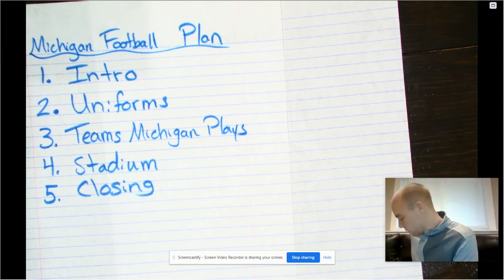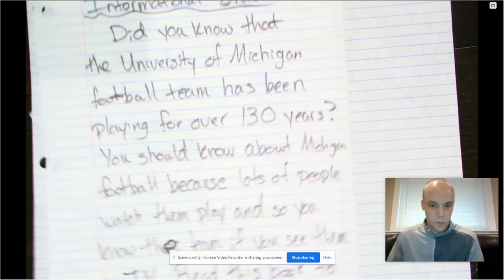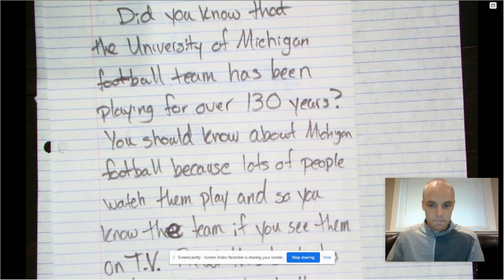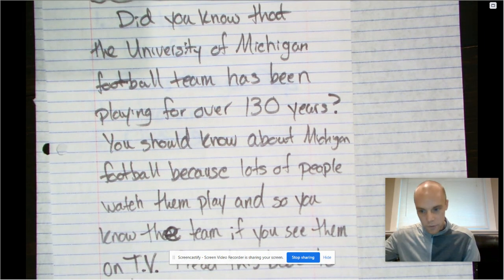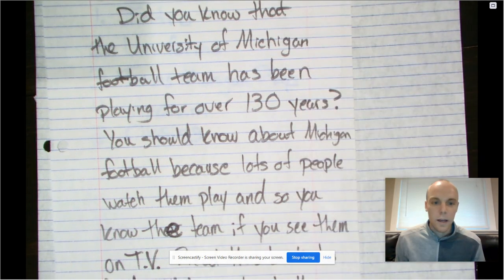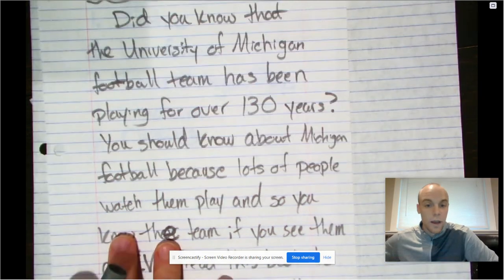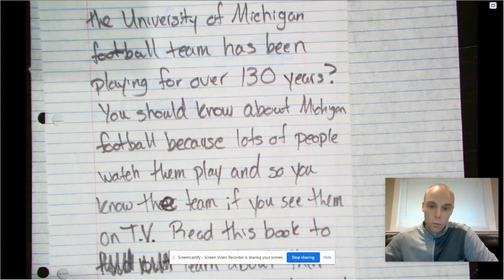So that's what your third sentence is. So you're going to have 3 sentences. They're all going to be kind of longer sentences, which is okay. So first sentence, let's go through this again. Give me a cool fact. Did you know that the University of Michigan football has been playing for over 130 years? Hooks the reader. It's like, whoa, didn't know that. That's crazy. And if you did know that, that's cool.